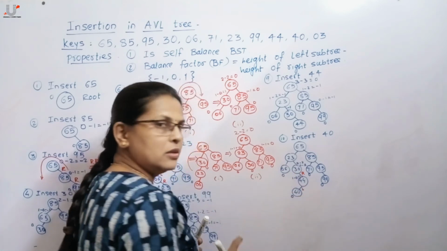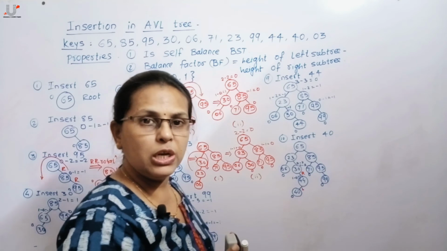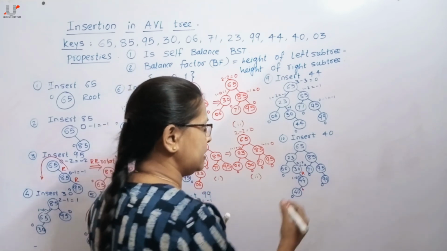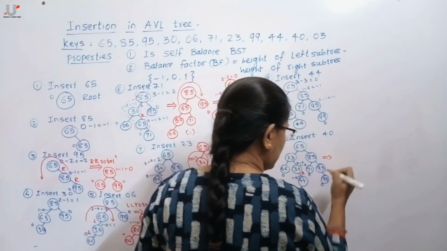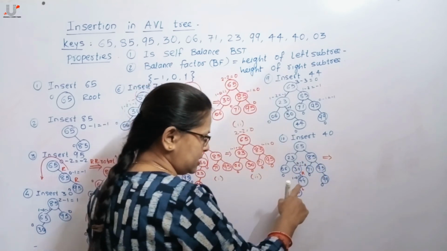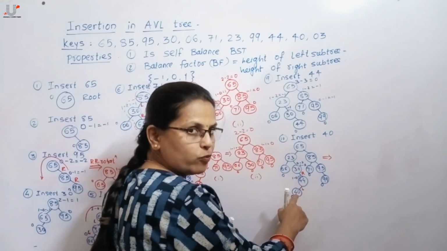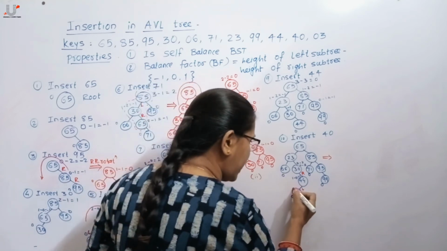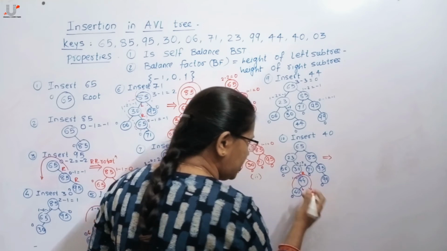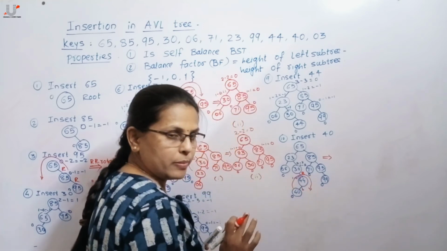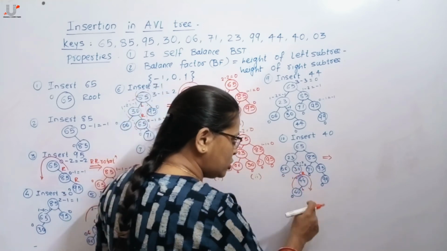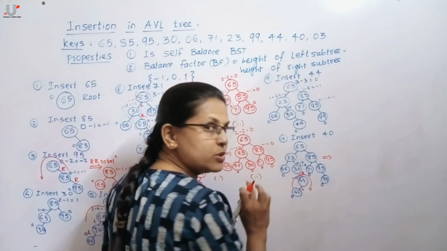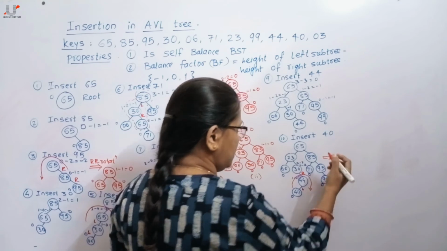As it is RL, that means it's an external rotation, so it takes 2 rotations to balance this tree. The first rotation is between 44 and 40, L. That means we have to apply one right rotation between 44 and 40. After one right rotation, 44 pulls down and 40 becomes the new parent.